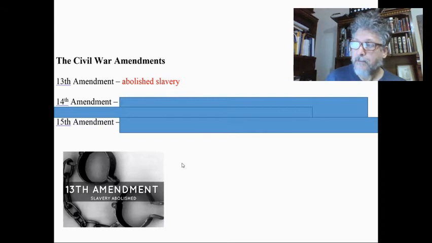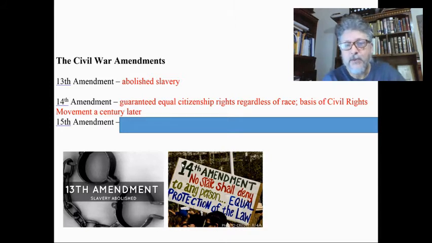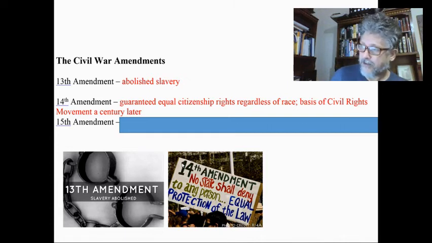The 14th Amendment guaranteed equal citizenship rights to everyone, regardless of their race. And that's the stuff we studied when we studied the Bill of Rights: equal protection under the law, the right to remain silent, the right to a jury, freedom from search and seizure, all that kind of stuff. You have the same rights to own property, all that kind of stuff.